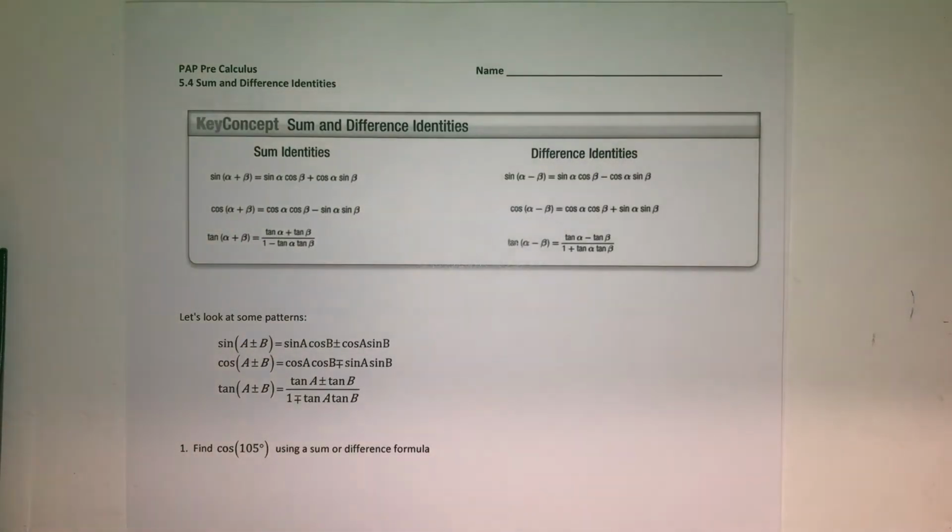Hello, ladies and gentlemen. Today we're going to look at the sum and difference identities. All right. Here are the sum identities.